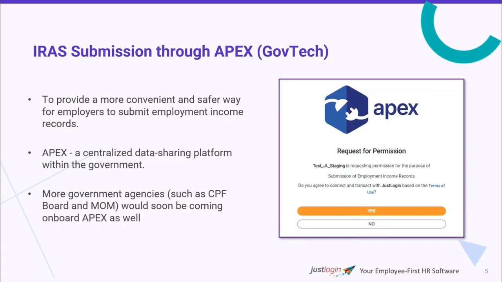So this particular training is especially for those going through Apex. So what is it? The Government Technology Agency recently launched a project in collaboration with IRAS to provide a more convenient and safer way for employers to submit the employment income records. So this is actually through Apex, which is a centralized data sharing platform within the government. More government agencies like CPF Board and MOM will soon be coming on board on Apex as well. So we are looking at adding more direct submission options to these channels in future.